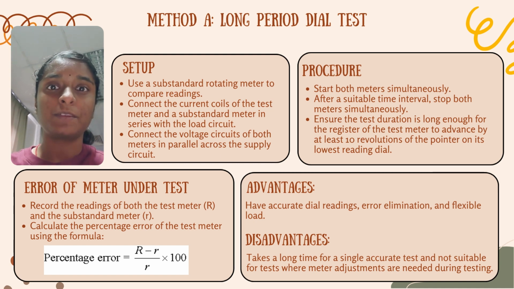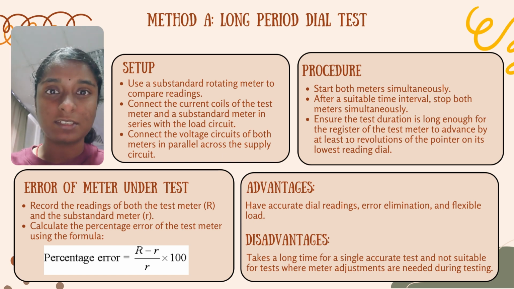To calculate the error of the meter under test, we use the percentage of error of both the test meter and the substandard meter readings. The advantages of this test are that it has accurate dial readings, it eliminates error, and it allows flexible load.